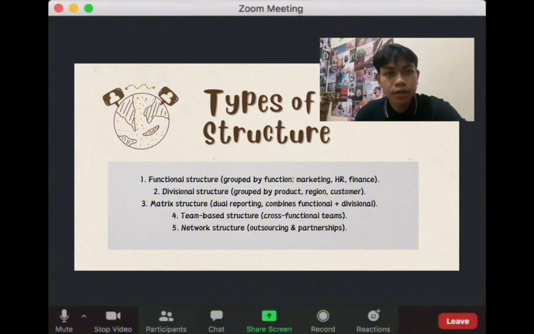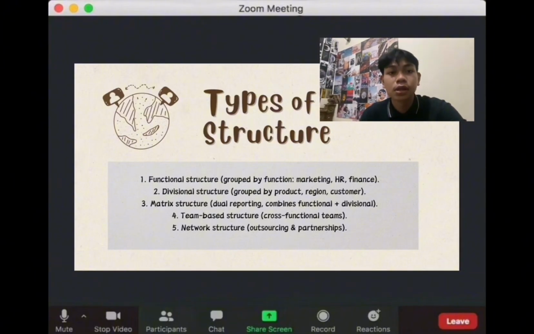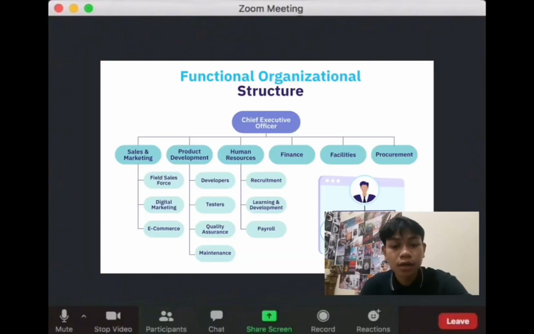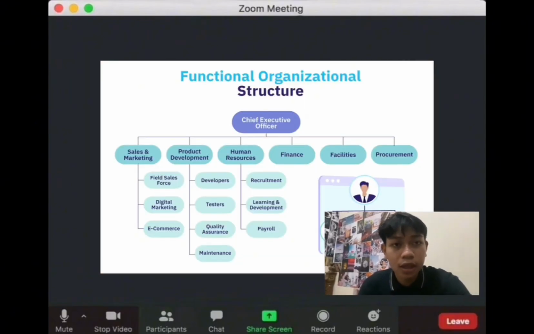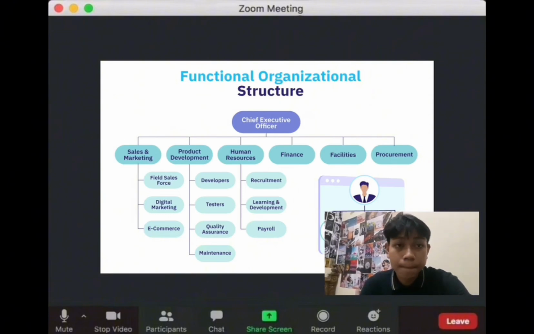Okay, chapter 9, designs, contingency factors, and trends. First, functional. Functional means grouping by expertise, like marketing, accounting, and auditing. People who have expertise in certain positions.